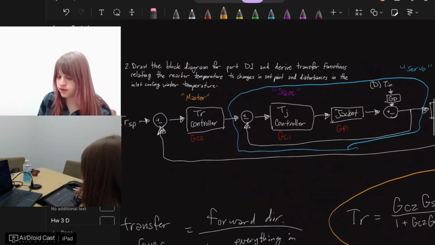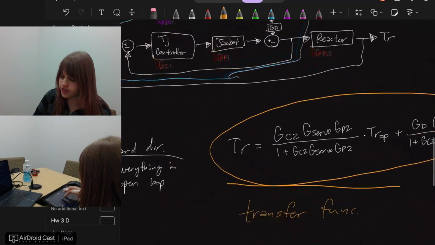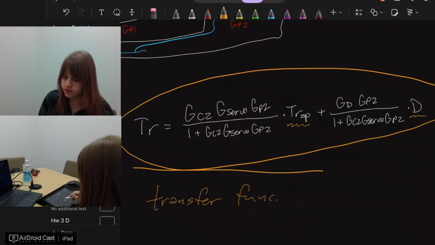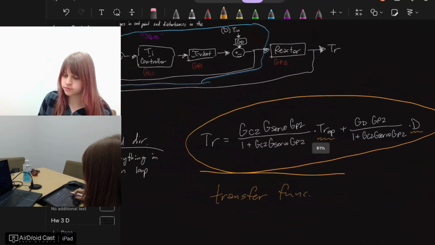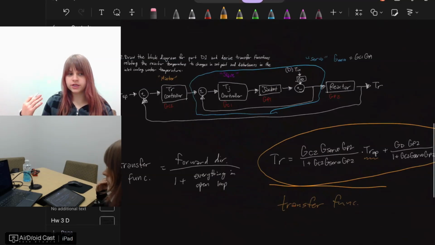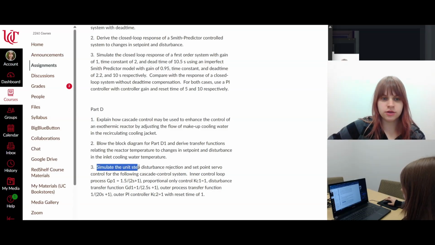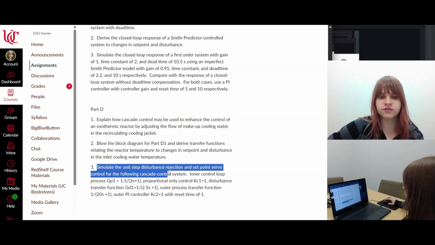And that relates the reactor temperature to changes in the set point and disturbances. And now I'm going to go ahead and get into the code. We want to simulate the unit step disturbance rejection and set point servo control for the following cascade control system.